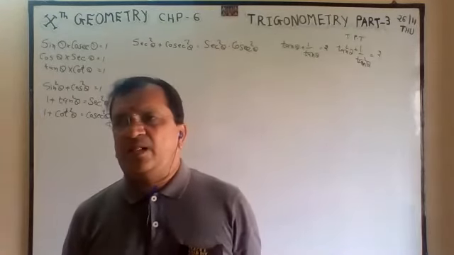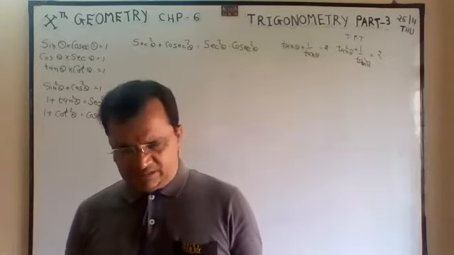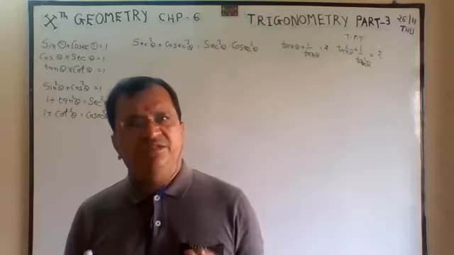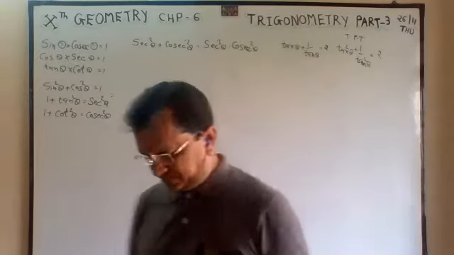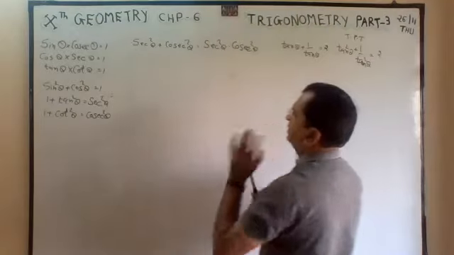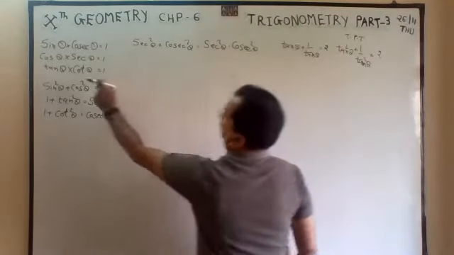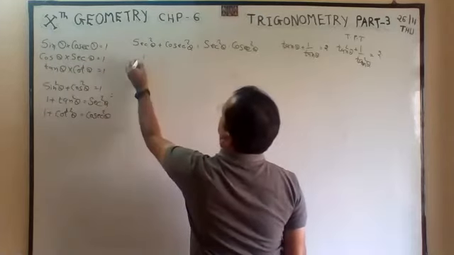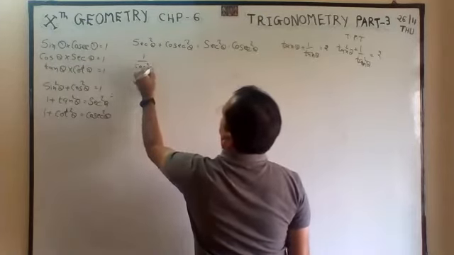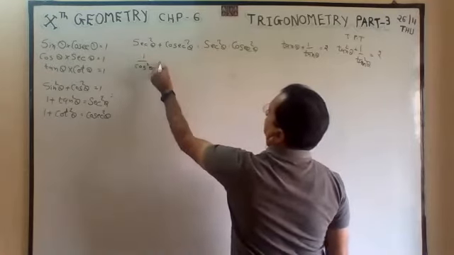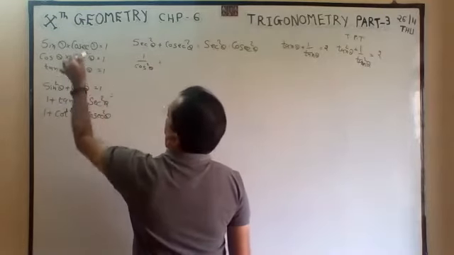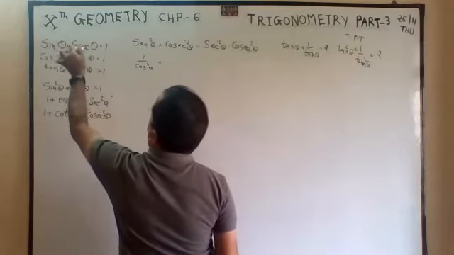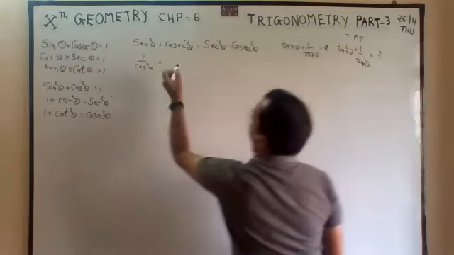Listen very carefully, and that I will correlate with another example. At the end I will ask some question. Single question, simple question. Okay, first of all, cosec into sine is equal to 1. So cosec is equal to 1 by sine. So cosec square is equal to 1 by sine square. Similarly, sec into cos is equal to 1, so sec is equal to 1 by cos, so sec square is 1 by cos square.